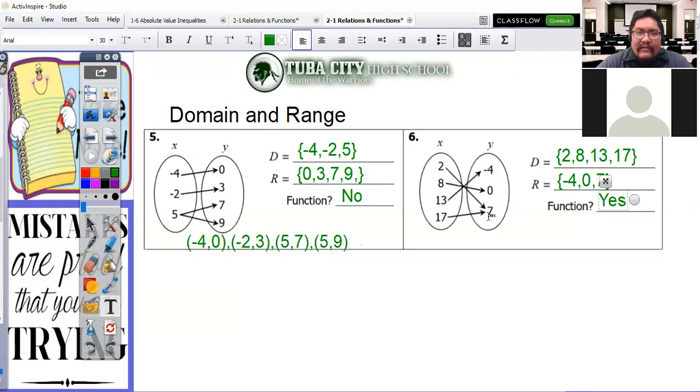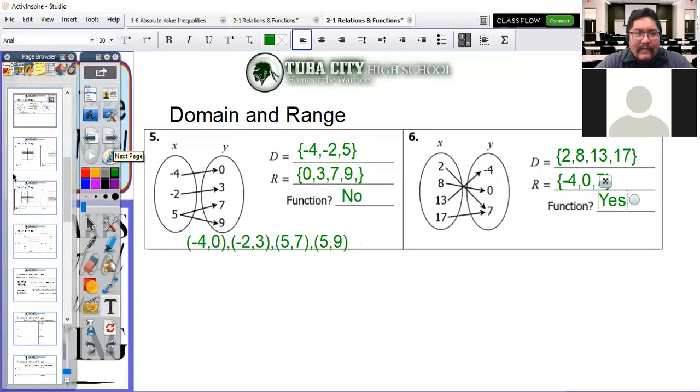Again, Y values can repeat. X values cannot repeat. So since we have 2 and 17 as different X values, it doesn't really matter what the Y does. Y's are a little bit more free to do what they want than the X values. And like I said, that's the only thing you have to worry about for now. So let's go ahead and move on.